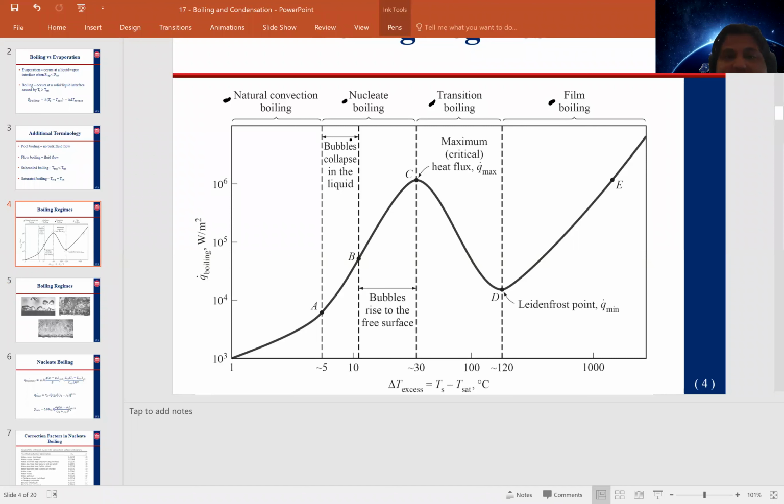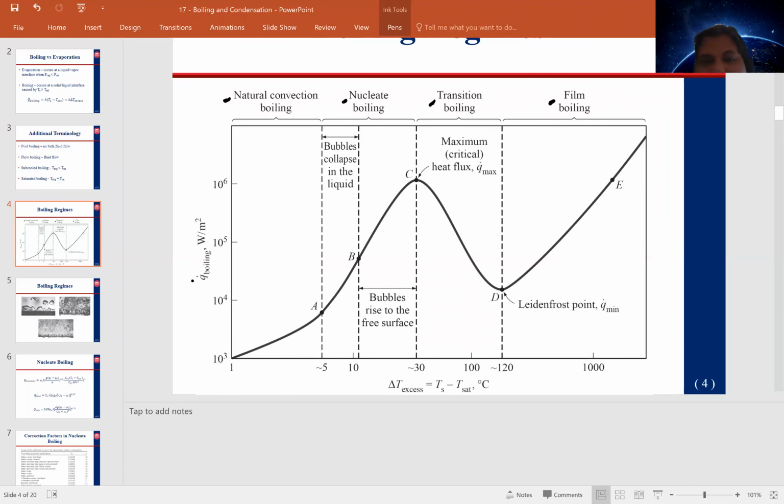And as we see, nucleate boiling can also be broken down into 2 subcategories, where the majority of the bubbles will collapse. And then as we get to a high enough delta T excess, we find that the majority of the bubbles will slowly rise to the surface and enter that vapor phase. And this is all strongly dependent on that delta T excess, because the delta T excess, as we stated by Newton's law of cooling, is going to directly influence our Q boiling, or our boiling heat flux.